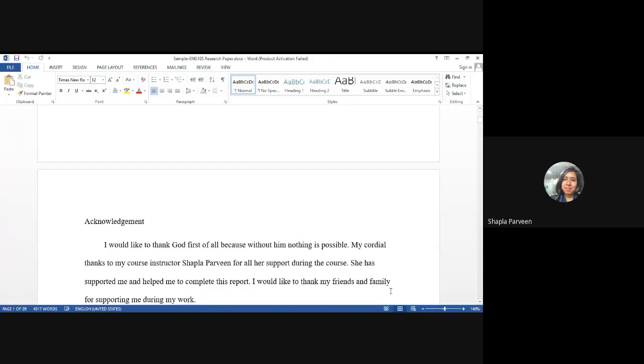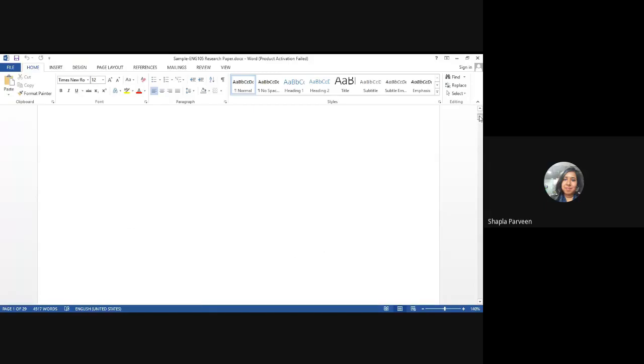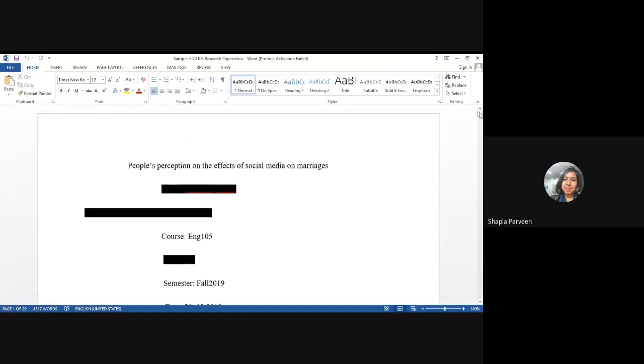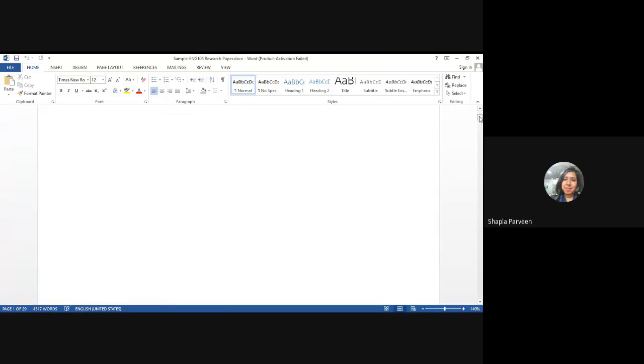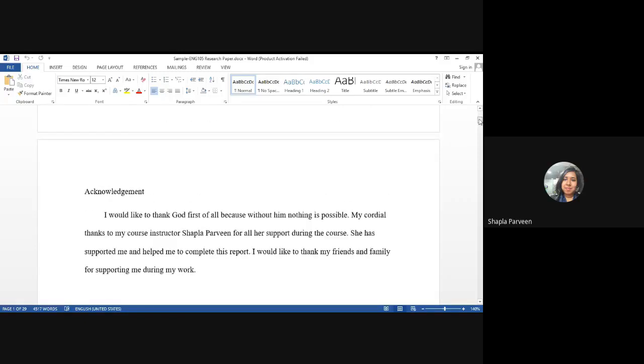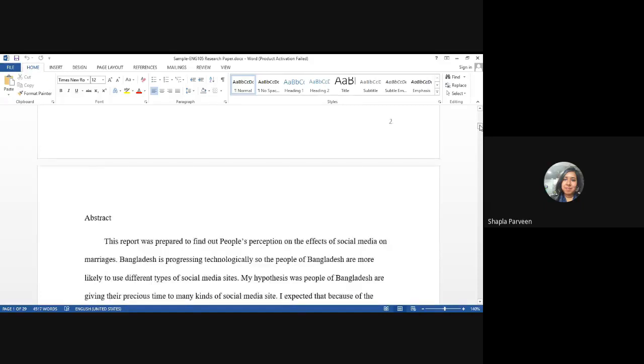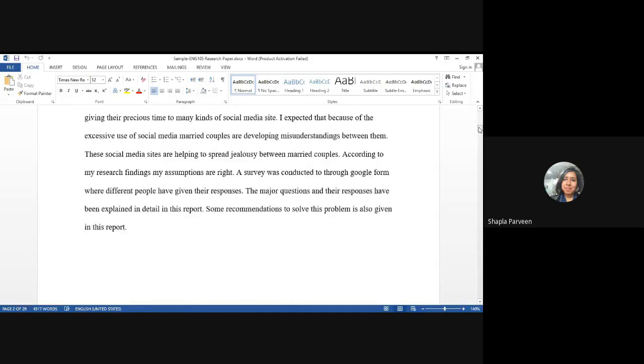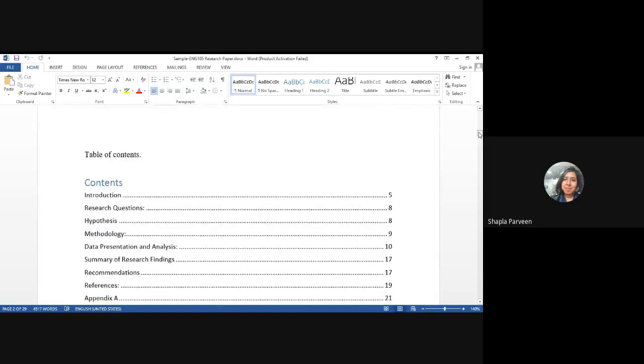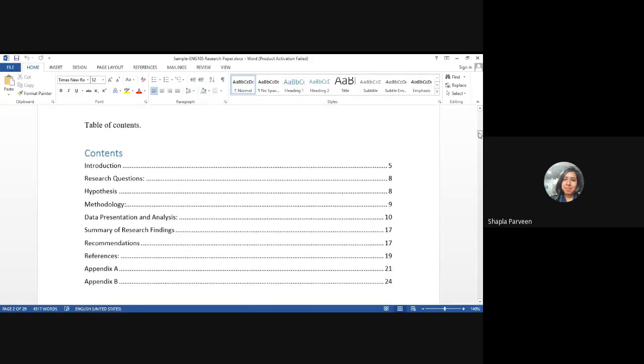Okay, so this is a sample of a student's research paper: People's perception on the effects of social media on marriages. You have the acknowledgement section and then the abstract. You're going to write these sections later on. Then you've got the table of content, which has to look like this. So you can just type all these contents for now.